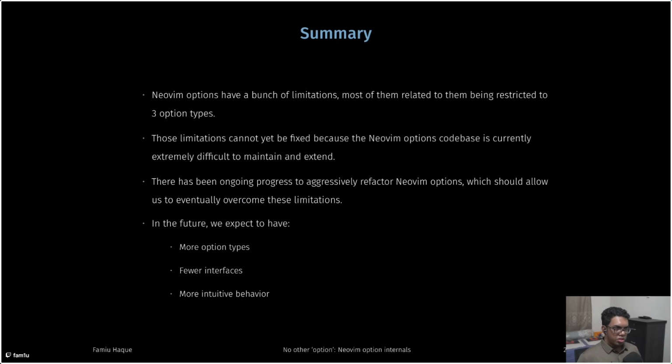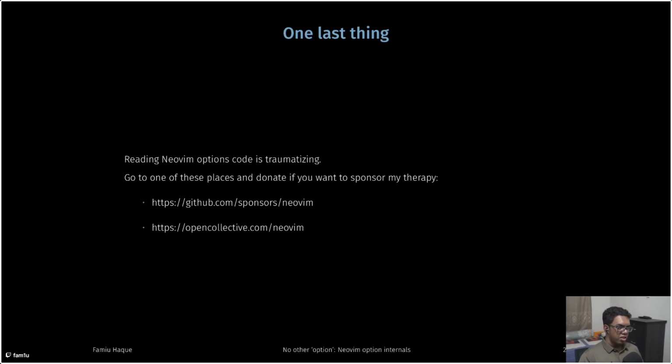Those limitations cannot yet be fixed because of legacy options. The code base is currently extremely difficult to maintain and extend. I've also talked about this. There's been ongoing progress to aggressively refactor the options, which should allow us to eventually overcome these limitations if all goes right. In the future, we expect to have more option types, fewer interfaces, and more intuitive behavior in general. One last thing, reading Neovim options code is traumatizing, if you hadn't guessed already.